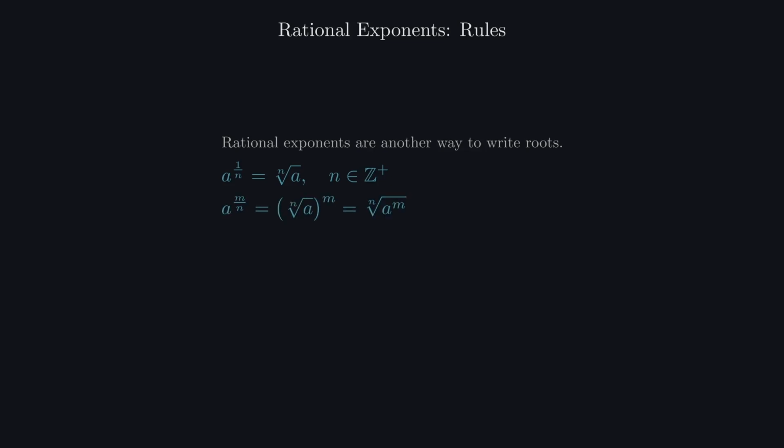A to the m over n equals the nth root of a raised to the m, which equals the nth root of a to the m, where m and n are integers and n is greater than 1. For example, 16 to the 3/4 is the fourth root of 16 cubed, which is 2 cubed or 8. And 27 to the 2/3 is the cube root of 27 squared, which is 3 squared or 9.